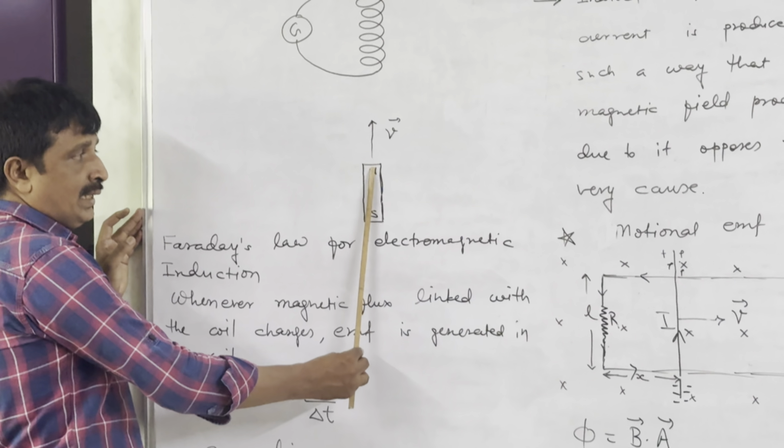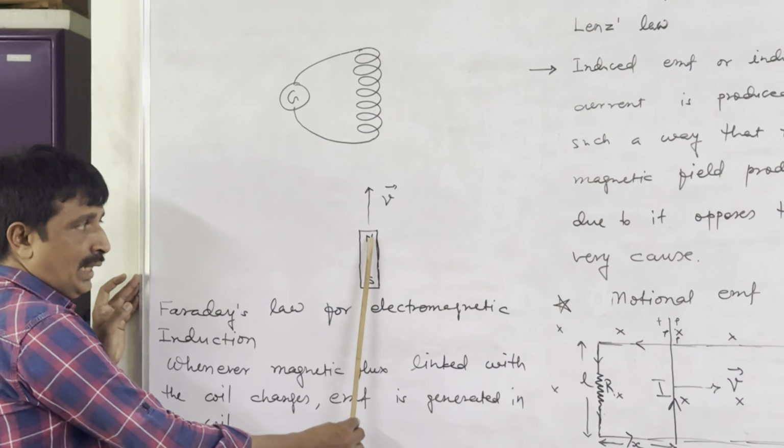Suppose the magnet's north pole is here and it is moving towards the coil. So the magnetic flux linked with the coil increases. So EMF is generated and the current direction in this coil is this way. So this end behaves as north pole and this one is south pole. The magnetic field produced due to this current opposes the motion of the magnet every time. It must be, due to the law of conservation of energy.